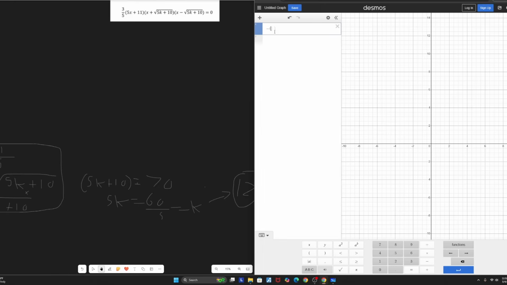So if we were just to put all of that right here, 11 times negative square root 5k plus 10, and then that times square root 5k plus 10, regression sign, 154. And as you can see, you get 12 for k. So it simplifies the process, but you have to understand how the problem works on its own before using Desmos to help you.